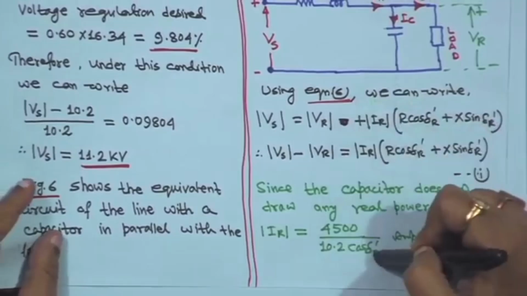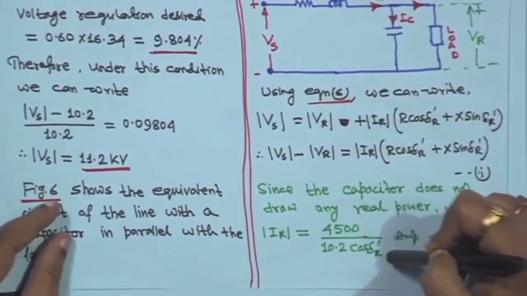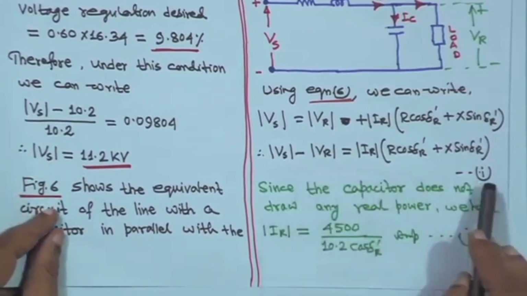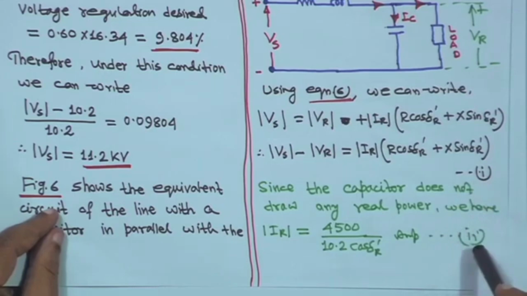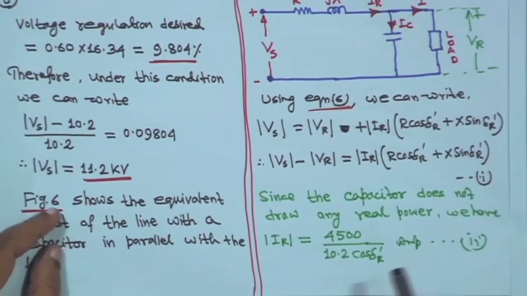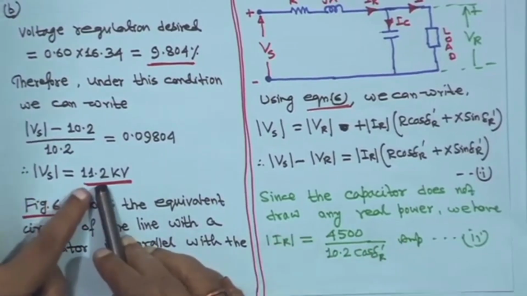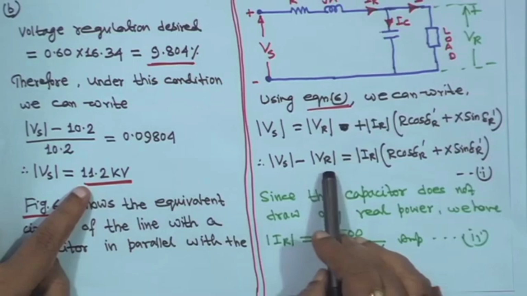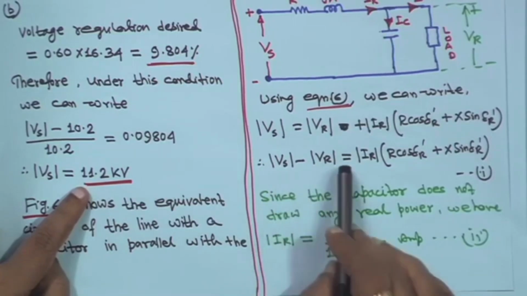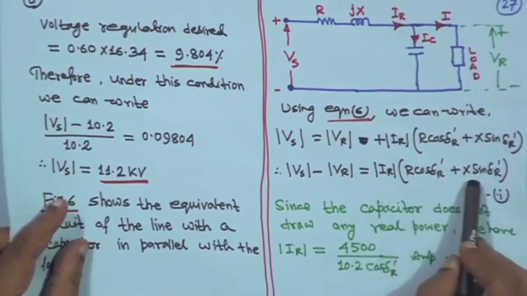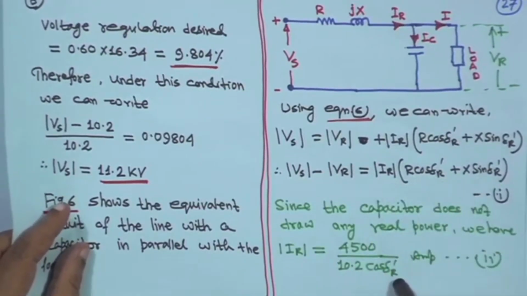So, this is equation 2 that I have marked, and this Vs minus Vr I have marked as equation 1. This is 1 and this is 2. I hope you have understood this, a very simple thing. Next, Vs is given as 11.2 kV and Vr is also given as 10.2 kV; all these things are known to you. So from equations 1 and 2, as these are known, Ir is also known, and R and X values are also known, you have to find out delta R dash.